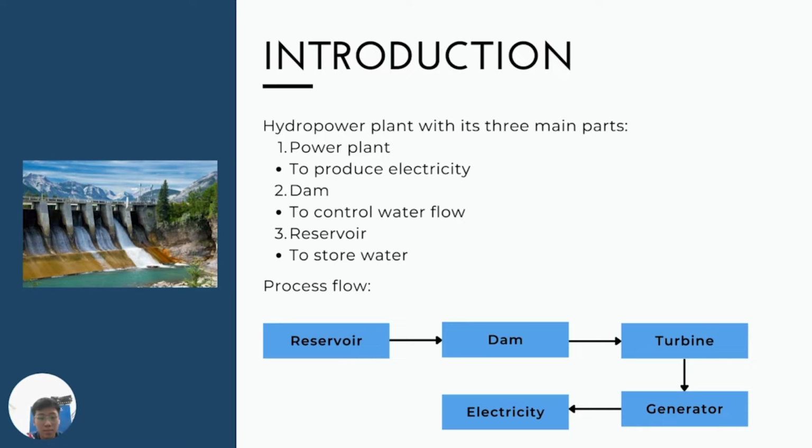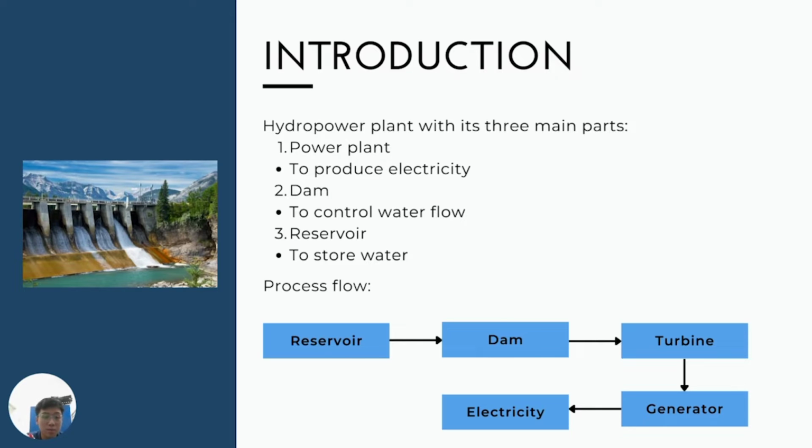For the process flow, the dam creates a head or height from which water flows through a pipe from the reservoir to the turbine. Then the fast-moving water is the main component, acting as a large water force spinning the generator, so that's the way it produces electricity.